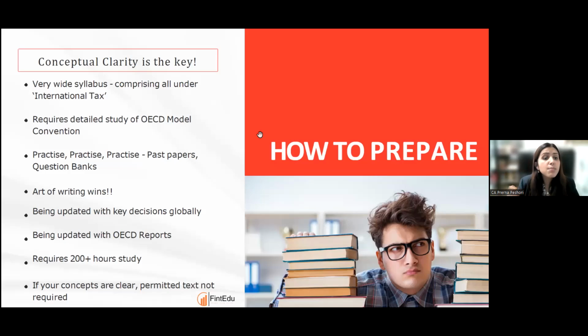So practice the past papers and question banks as much as possible, and how you write the answer is very, very important. Because in ADIT, as I said, there's no wrong or right answer, but it's the analysis that we develop. So if you look at a question, spend the first 5 minutes patiently understanding the question and then developing your points.